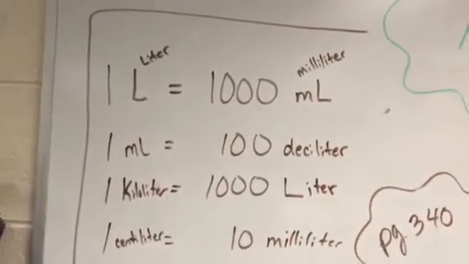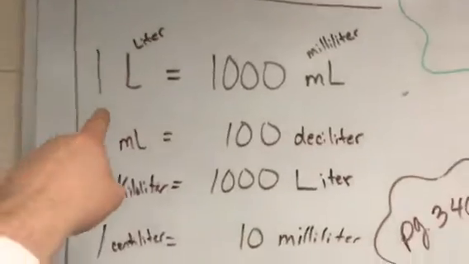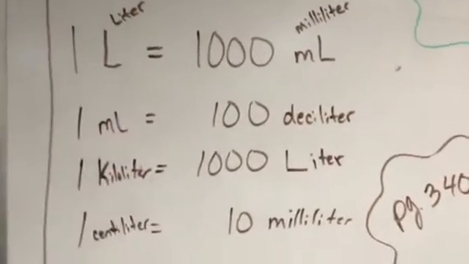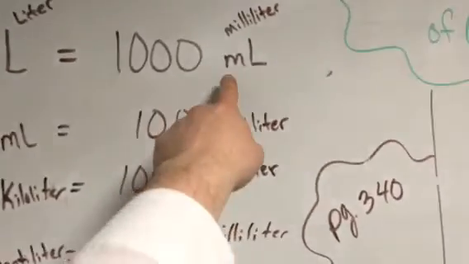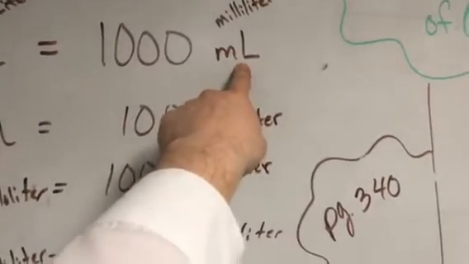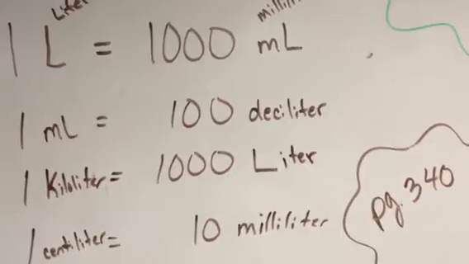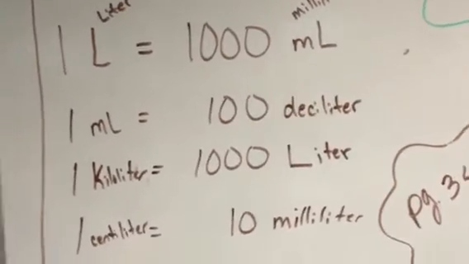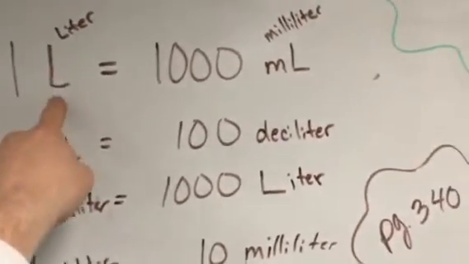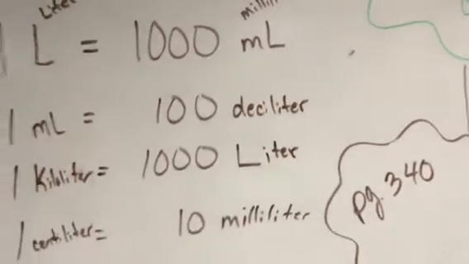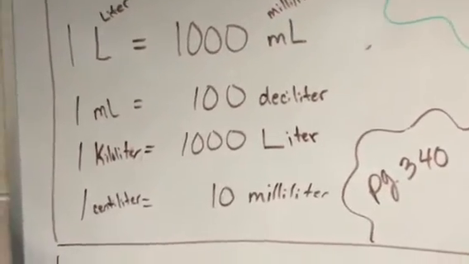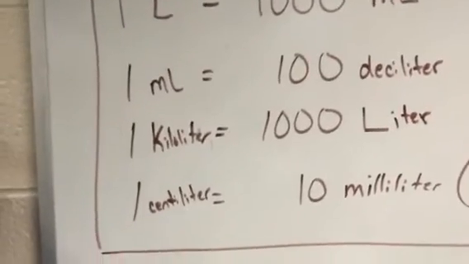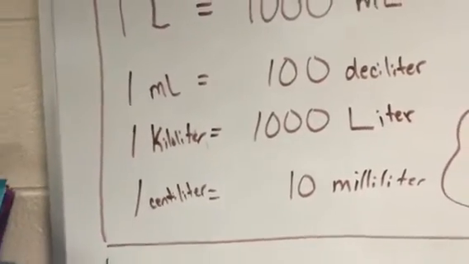We have 1 liter, which is abbreviated with a capital L, equals 1,000 milliliters, which is abbreviated with a lowercase m followed by a capital L. Those are new, you haven't seen those abbreviations, but these two, liters and milliliters, are going to be the primary focus of capacity, because that's what we normally use. You'll either find things in liters or milliliters.